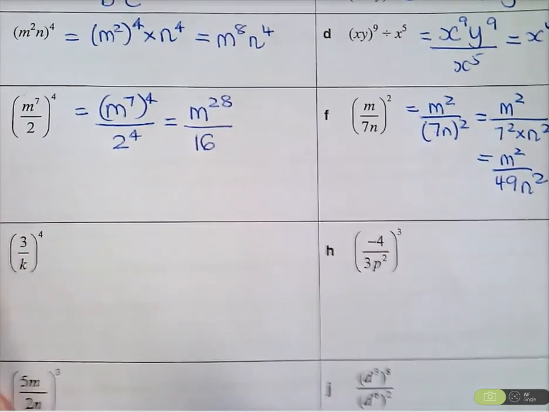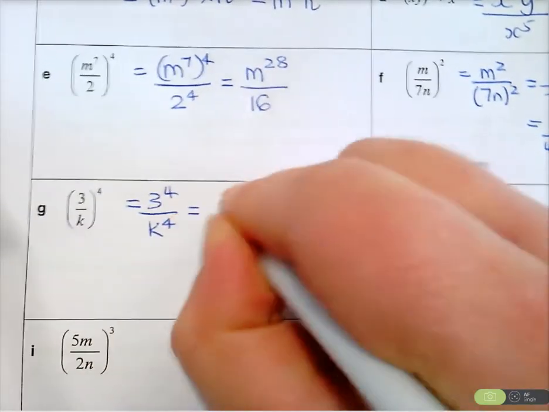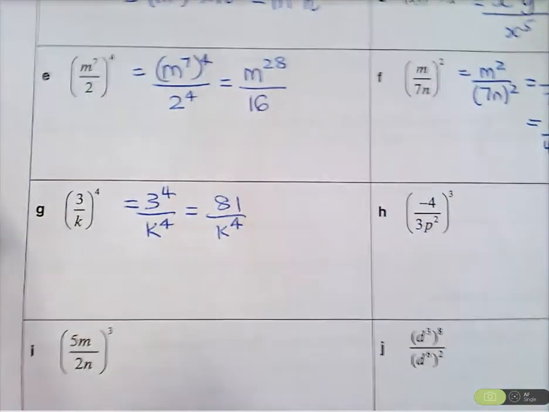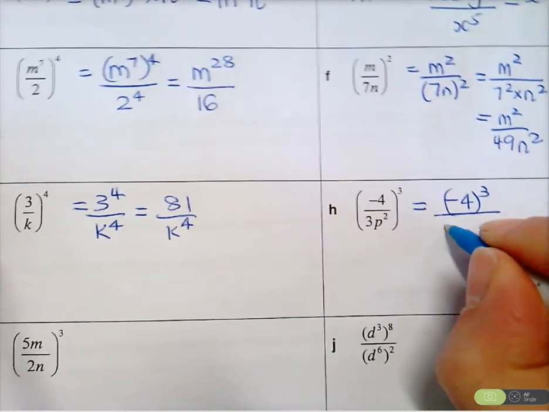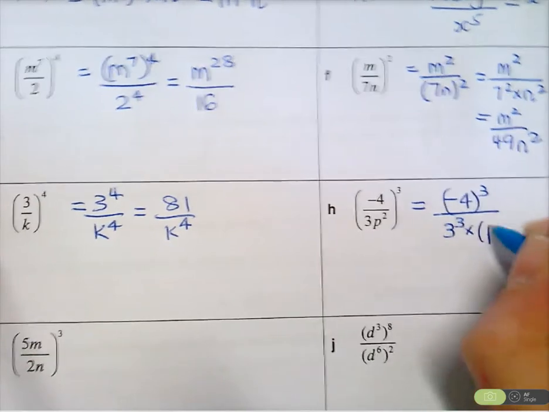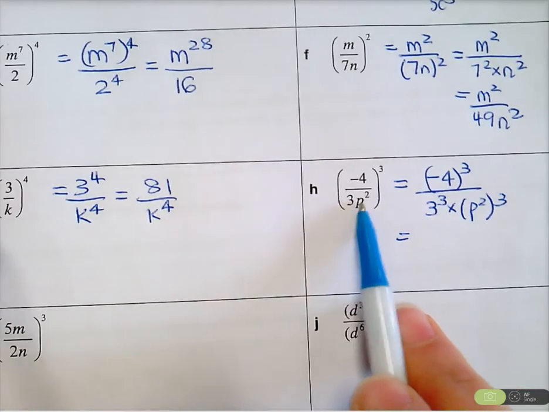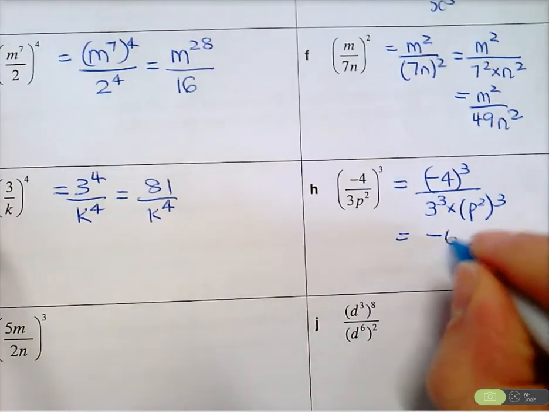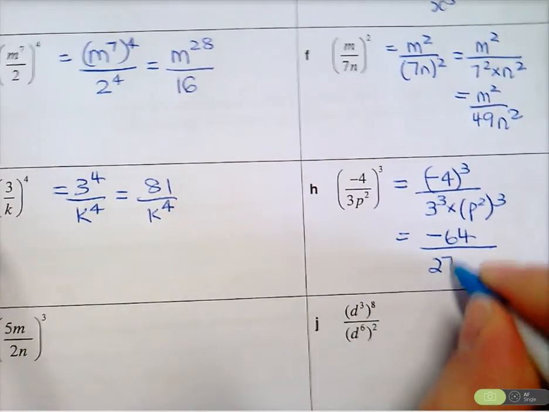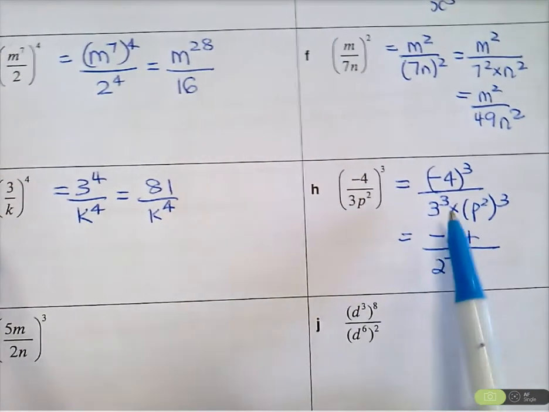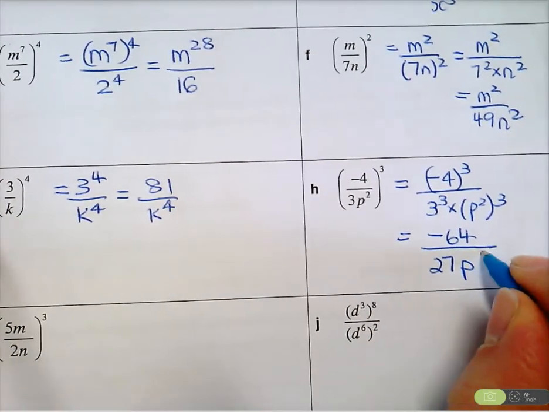Good. Keep going. 3 is to the power of 4, and so is k. 3 to the power of 4 is 81. All right, last one. The negative 4 is cubed. So is the 3, and so is the p squared. I hope you're comfortable with this multiplication symbol, because that's 3 times p squared. So that's negative 64. A negative times a negative times a negative is a negative. 3 cubed is 27. So girls, you should always work out these values, unless it's something like really big, over p to the what? 6?